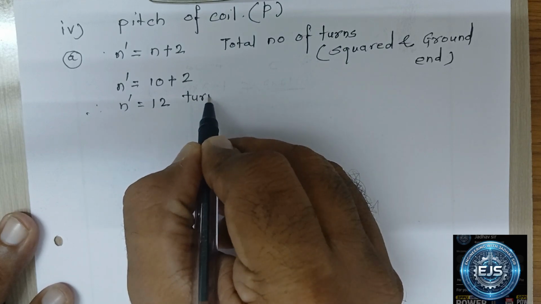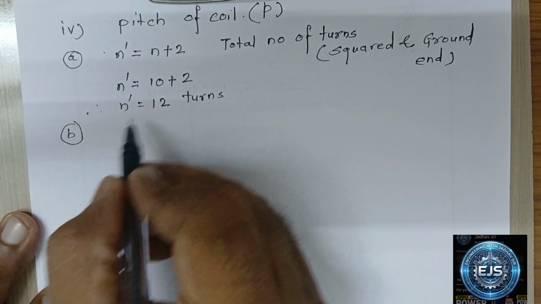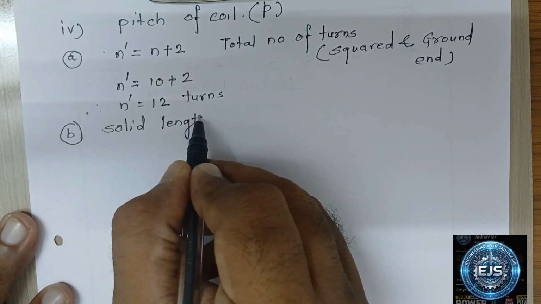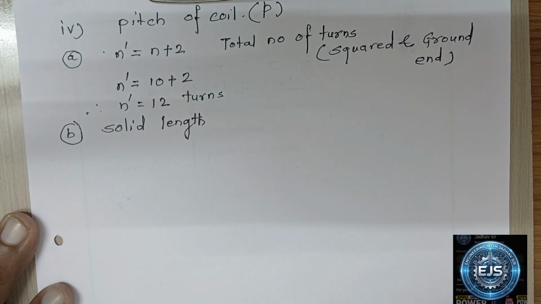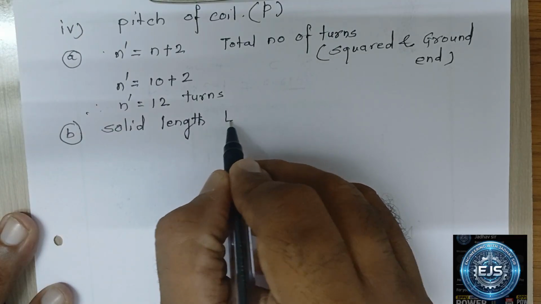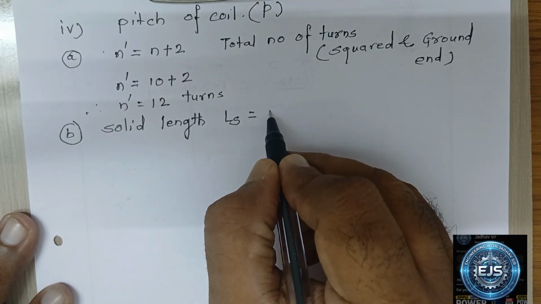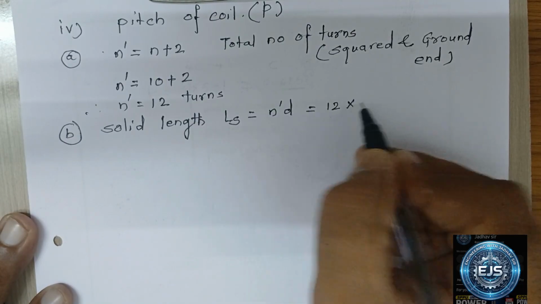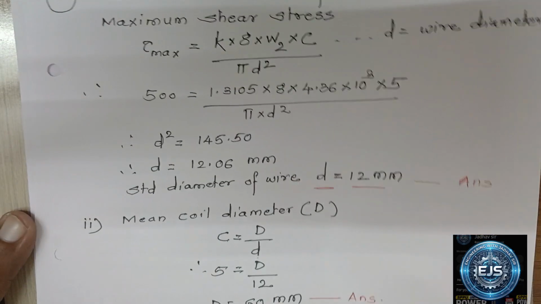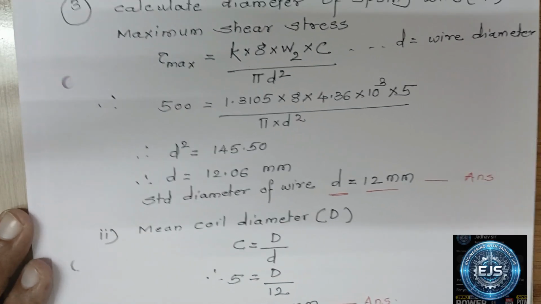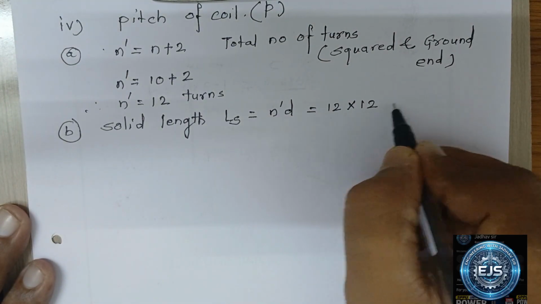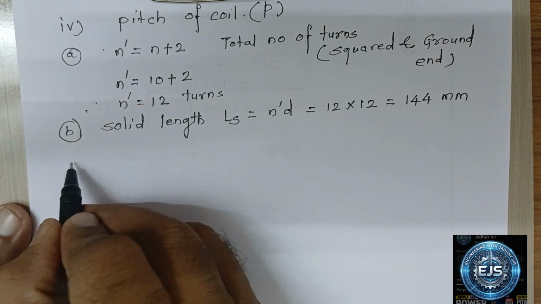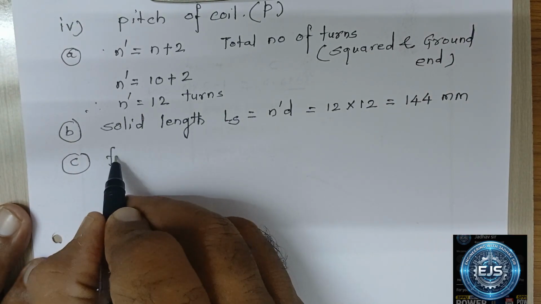So 12 turns. Now we have to calculate the solid length of the spring. When the coils of the spring are in contact with each other, then the length is called the solid length. So solid length is equal to total number of turns into wire diameter. Total number of turns are 12 into wire diameter. हमने calculate किया था, standard wire diameter was 12 mm. So 12 into 12, so it is 144 mm solid length.